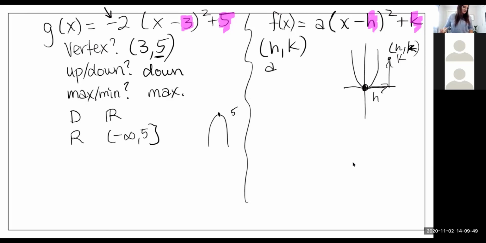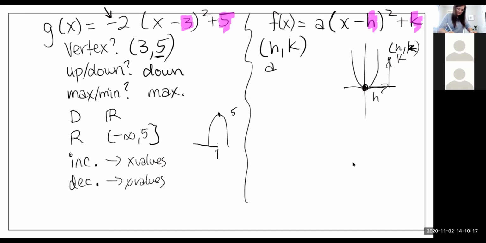And then sometimes they also ask on what interval is it increasing and on what interval is it decreasing. So for the x values, what x values is the function increasing or decreasing? All the way up to 3, which is the point where it peaks, it is increasing. So negative infinity to 3 is increasing, and then after 3, it's decreasing.